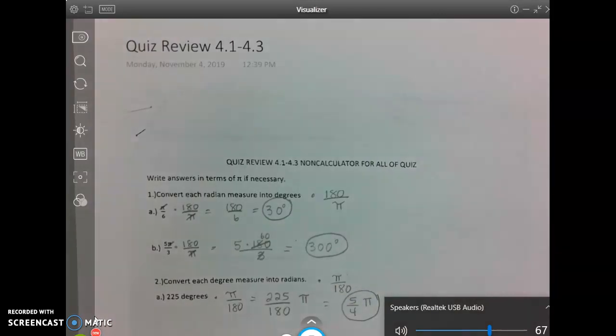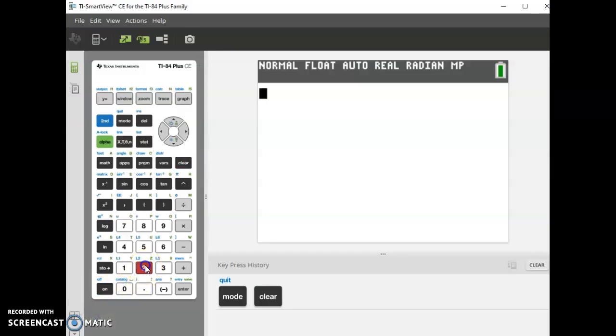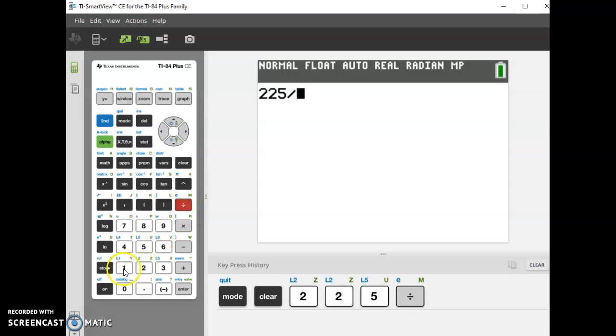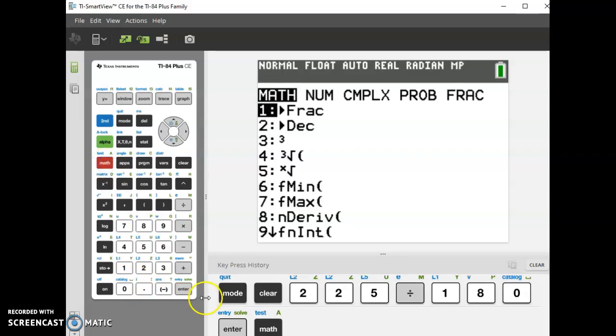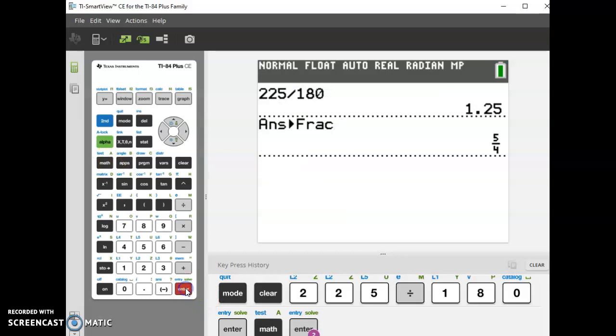I will show you that on the calculator as well, just for this one. So what I did was I took 225 divided by 180, and I got 1.25, and I hit math, enter, enter, and it gave me the fraction 5/4.